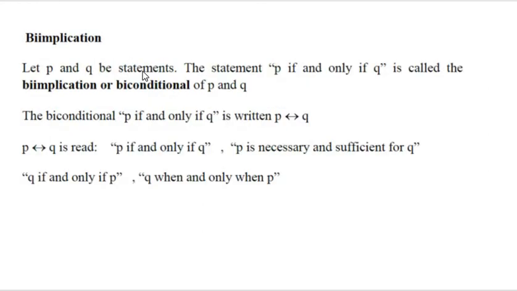Another logical connective is biimplication. Let P and Q be statements. The statement P if and only if Q is called the biimplication or biconditional proposition. Biconditional P if and only if Q is written as P implies and implied by Q. It is read as P if and only if Q, or as P is necessary and sufficient for Q, or as Q if and only if P, or Q when and only when P.